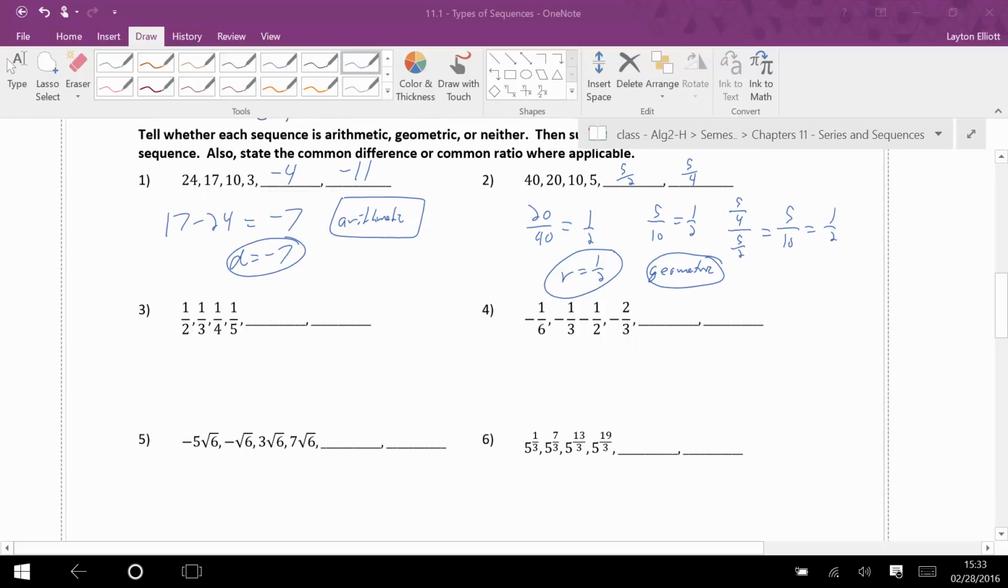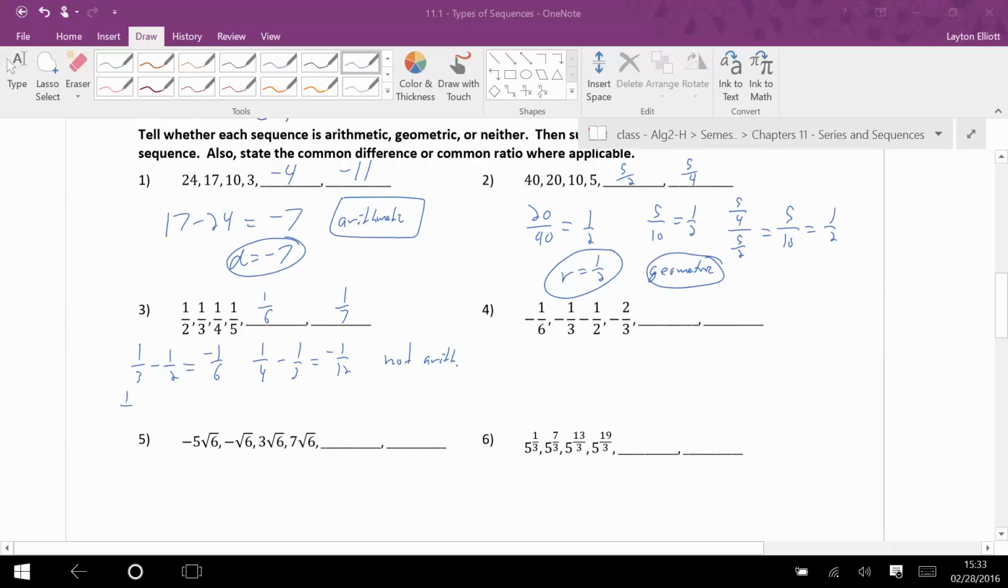Now, we got this one, 1 half, 1/3, 1/4, 1/5. I could fill this in. This is 1/6, 1/7. Is this arithmetic or geometric? Well, I can try to see if it's arithmetic. I can do 1/3 minus 1 half, and that is negative 1/6. And then I'll try 1/4 minus 1/3. But that is negative 1/12. So it's not arithmetic because I don't have a common difference.